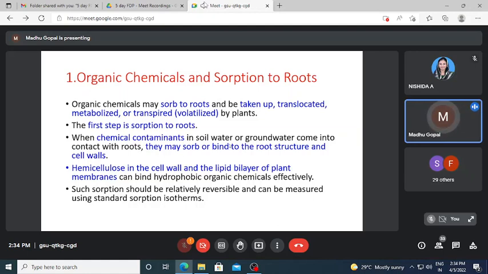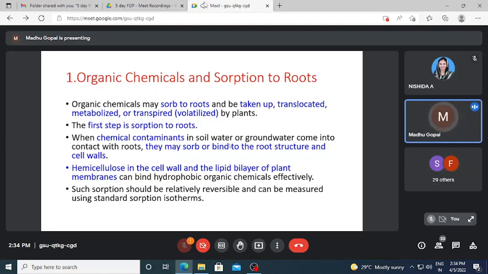So they will not go away with water. So these hydrophobic organic chemicals can be bound effectively in the cell wall and the lipid bilayer of plant membranes. But such sorption should be relatively reversible. It should be a reversible process and can be measured using standard sorption isotherms.